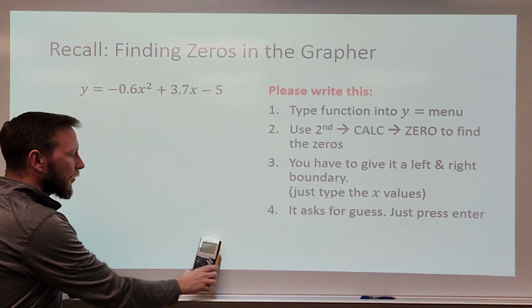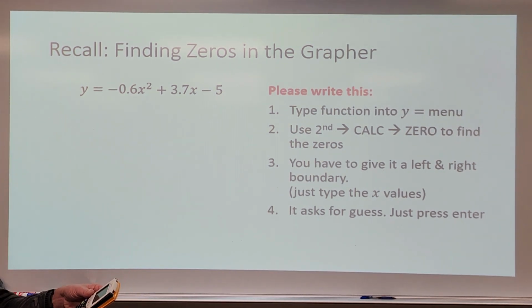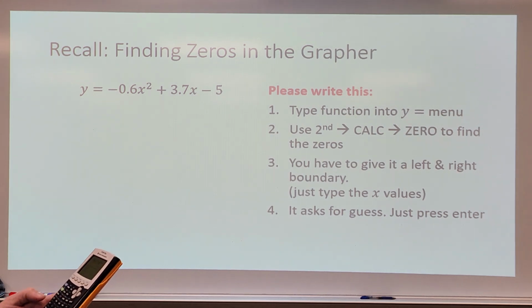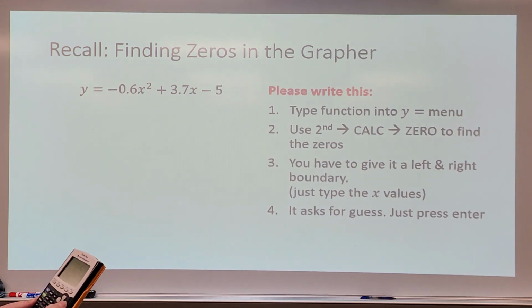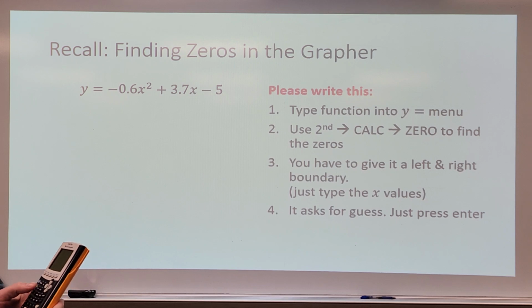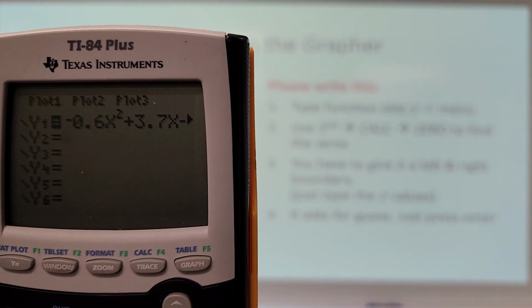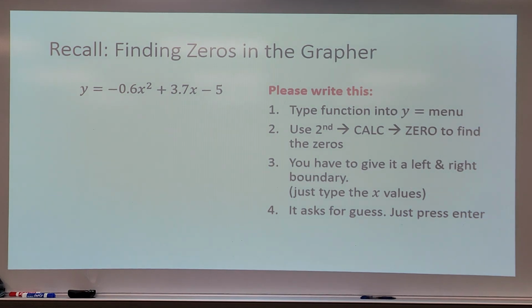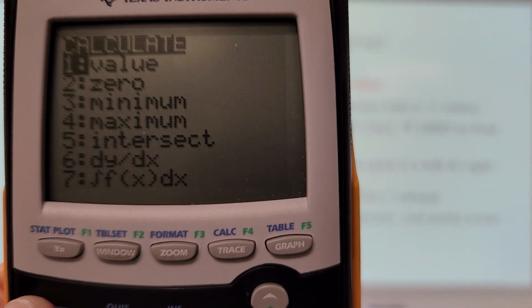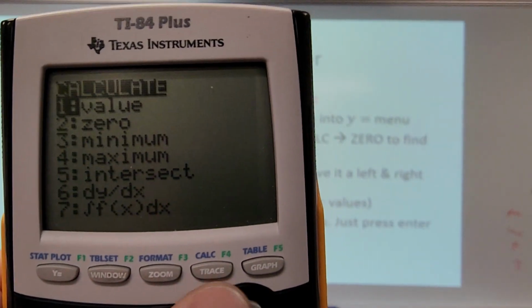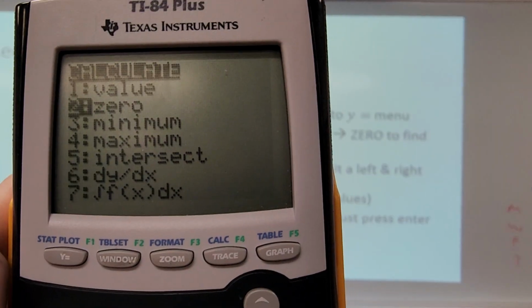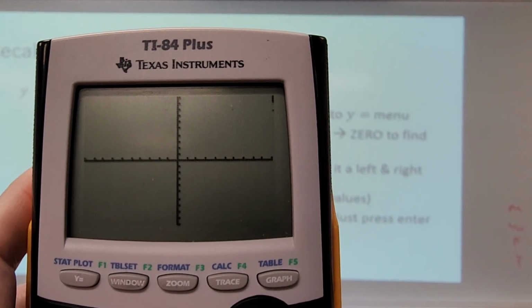So just remember how to find zeros using the grapher. When we have a function, we can graph that function in the grapher, and we can calculate where those zeros are. So in the y equals menu, we can type in our function, and once we have our function typed in, we can use the calculate menu. Second trace gives you second calculate, and we can look for the zeros at specific locations.